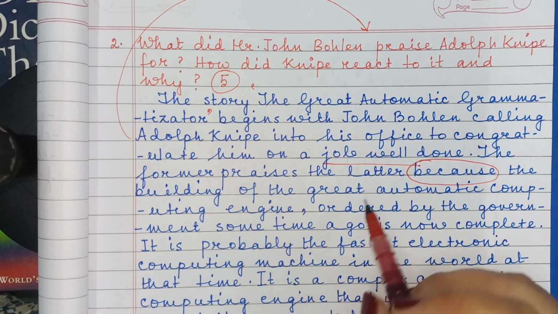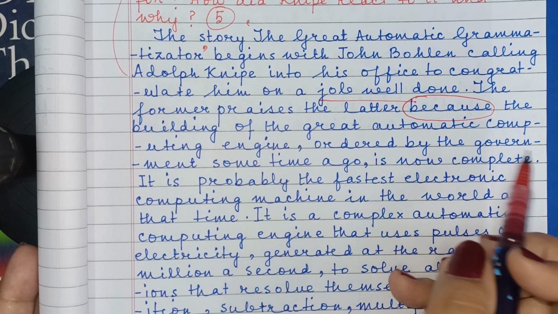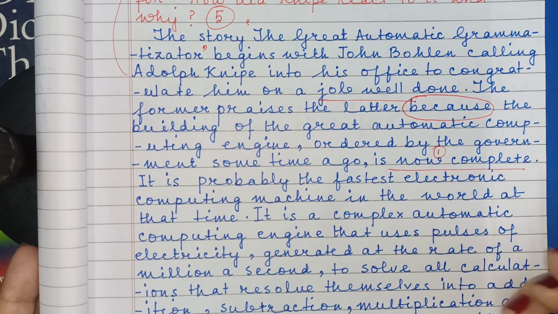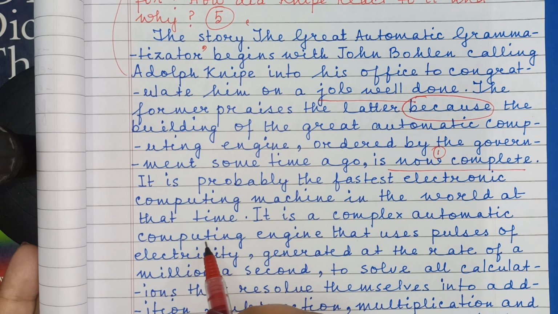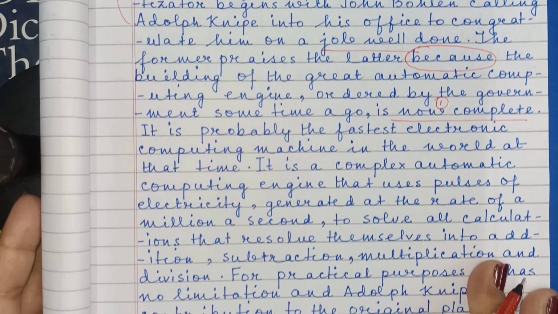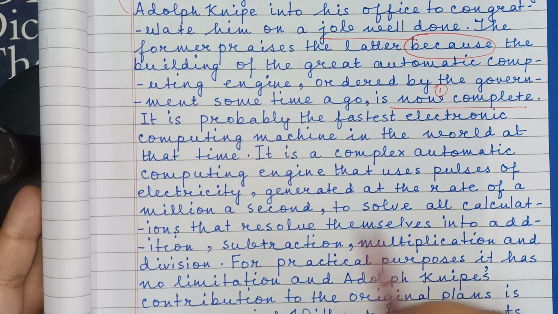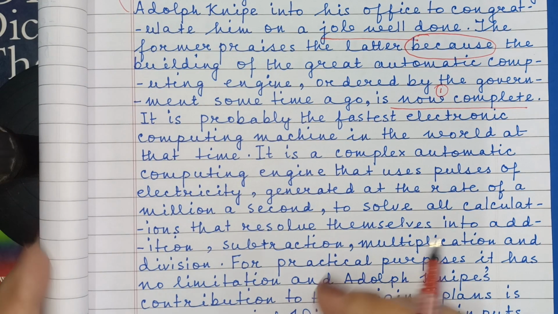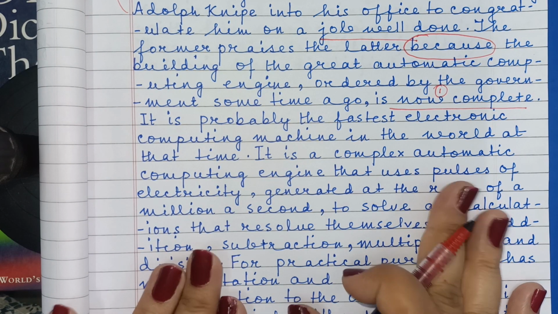The reason. The former praises the latter because the building of the great automatic computing engine ordered by the government some time ago is now complete. Reason number 1. He's happy. It is probably the fastest electronic computing machine in the world at that time. It is a complex automatic computing engine that uses pulses of electricity generated at the rate of 1 million a second to solve all calculations that resolve themselves into addition, subtraction, multiplication and division. This detail is in the book, in the text. So go through the text thoroughly.